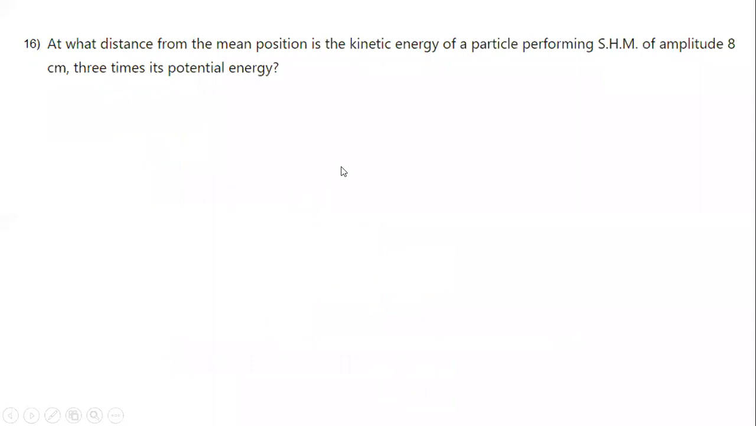Question number 16. At what distance from mean position x is equal to? The question is the kinetic energy of a particle performing SHM of amplitude 8 centimeter is 3 times the potential energy. You have to use the formula, kinetic energy is 3 times the potential energy. And then you have to substitute the kinetic energy formula and potential energy formula. You have to cancel the common term and you have to find out x.